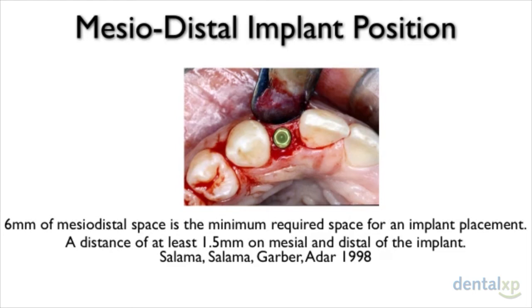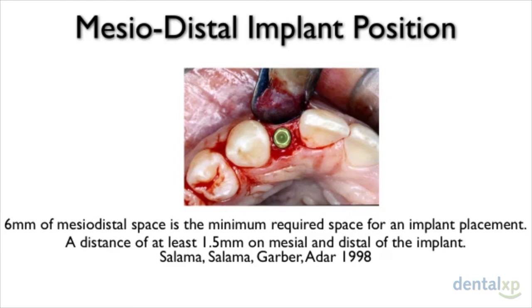If we go deeper on this point, we can start analyzing the different implant diameters available in the market. The narrowest implant we can utilize is 3 mm in diameter. So if we have 6 millimeters of space mesiodistally, and we place an implant of 3 millimeters in diameter exactly in the center of the available space, we will end up with 1.5 millimeters of bone crest on the mesial and on the distal of this implant.